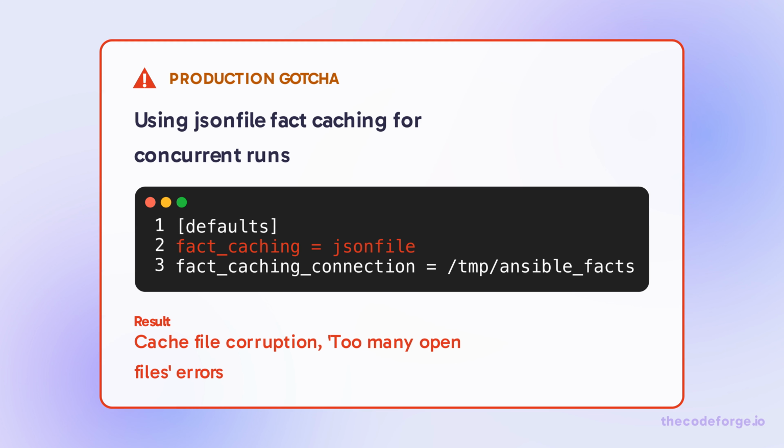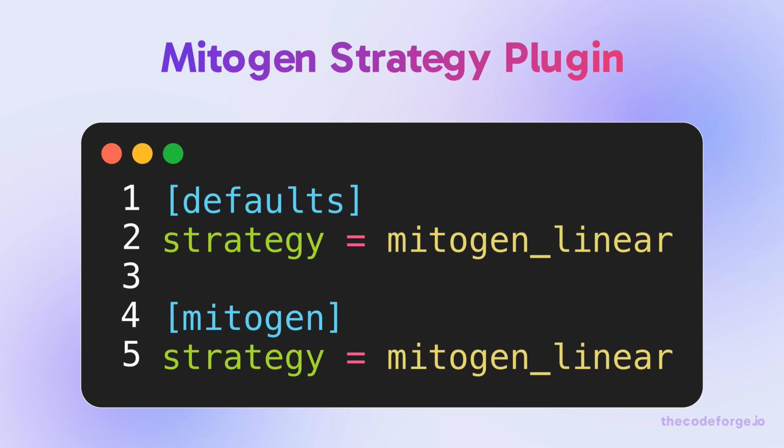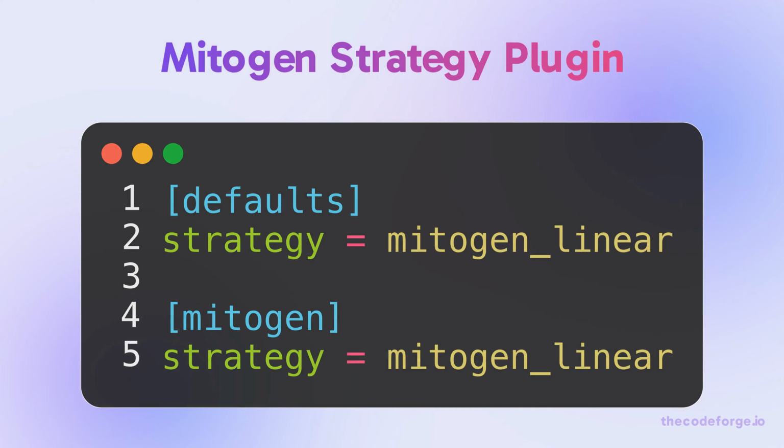The jsonfile cache can have file locking issues when multiple Ansible processes write to the same file. Use Redis for production environments with concurrent runs. The article mentions Mitogen as an alternative SSH mechanism. Provide a concrete example of enabling Mitogen in ansible.cfg, and a note on its current maintenance status.